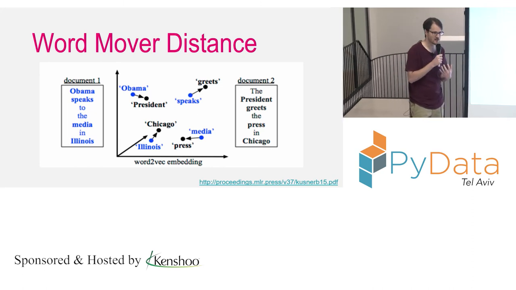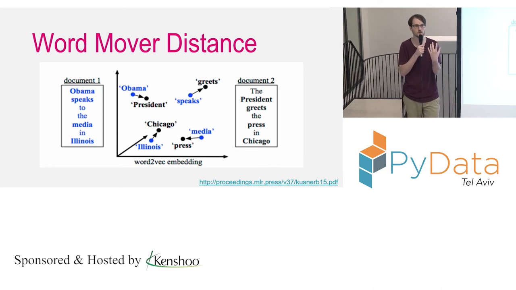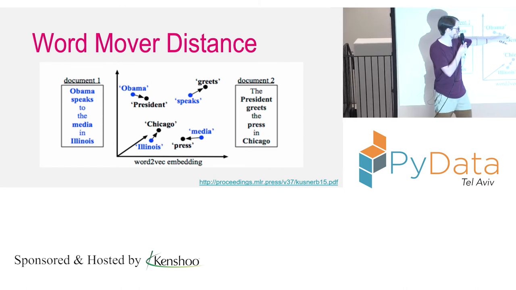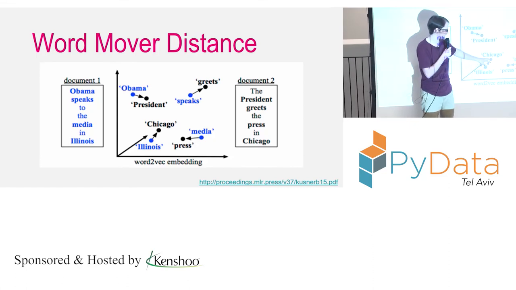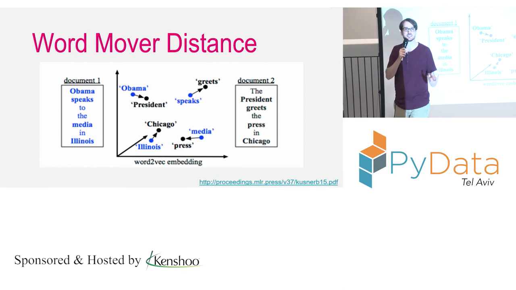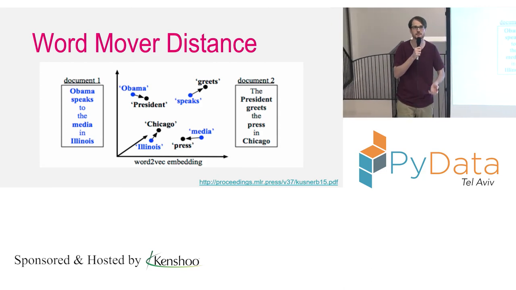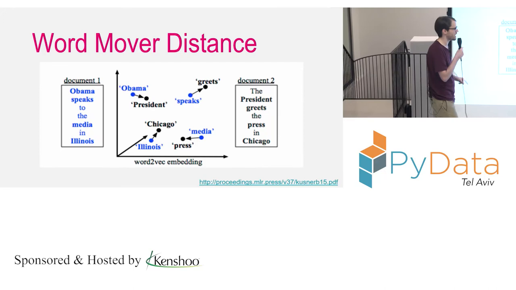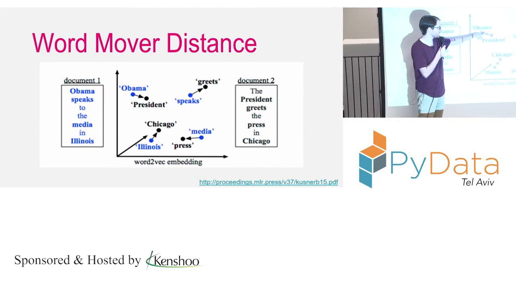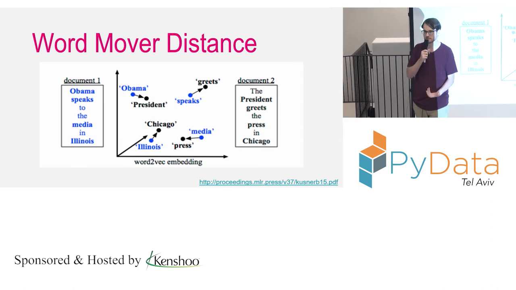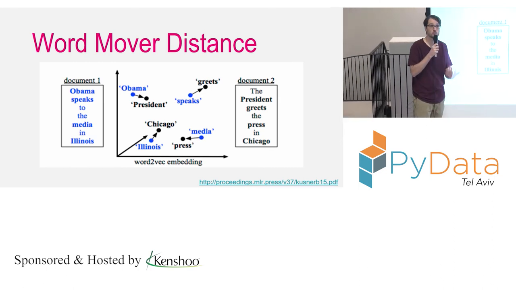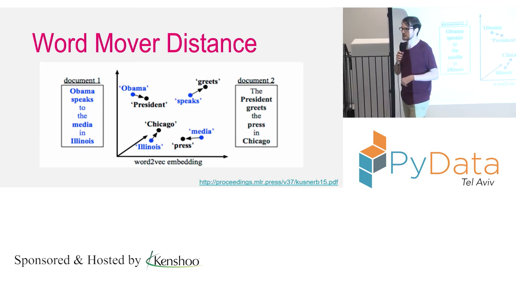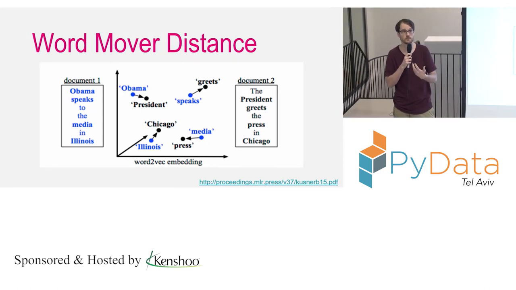So how can I define the distance between the two sentences? I'll just add the distance from Obama to president, from speaks to greets, from Illinois to Chicago, and from media to press. I'll sum the distances up, and this will be the distance between these two sentences. This isn't that simple. Why? Because in this example, I knew that I want to match Obama to president, but I don't really know that in the beginning. So this is actually an optimization problem: I need to choose which word to pass to which word. And this can be defined as a linear program and solved very efficiently.